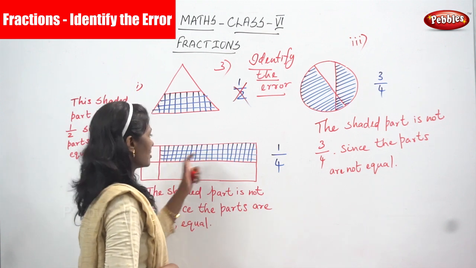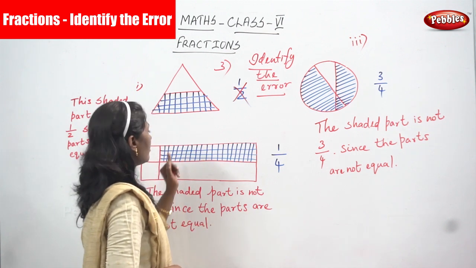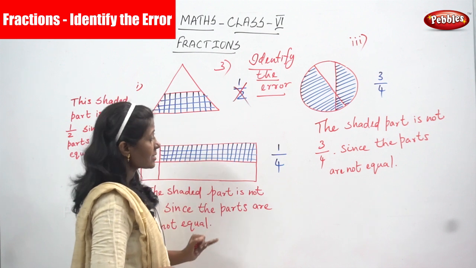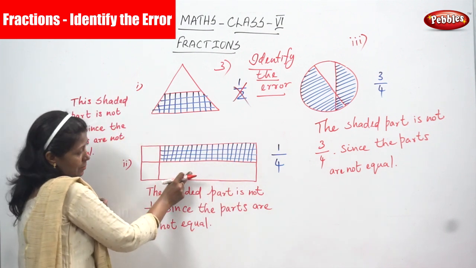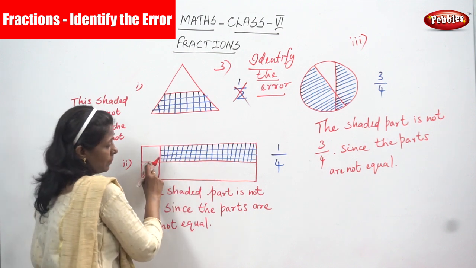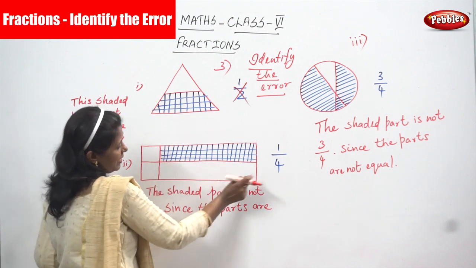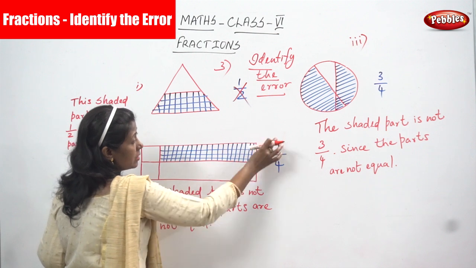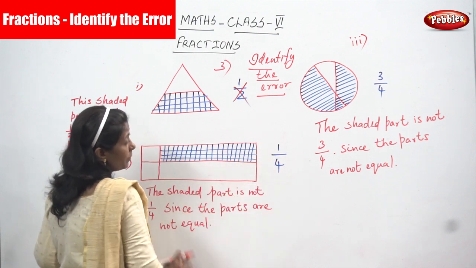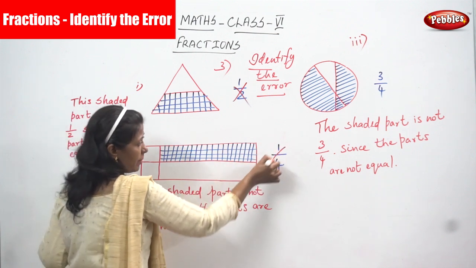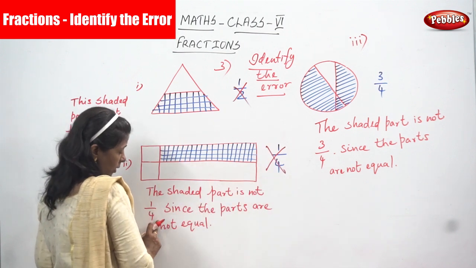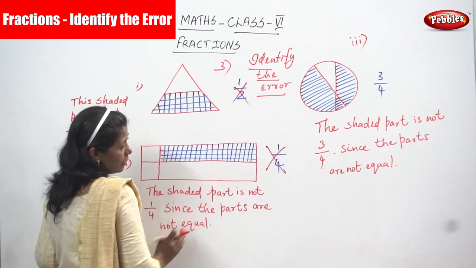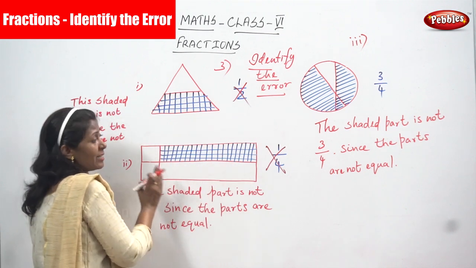The next diagram is a rectangle. I cut it into 4 parts, but these 2 parts are similar and these 2 parts are similar. This is a larger part, this is a smaller part. I shaded only one part, so I have written 1 by 4. But this is not 1 by 4. While it looks like 1 by 4, exactly it is not.